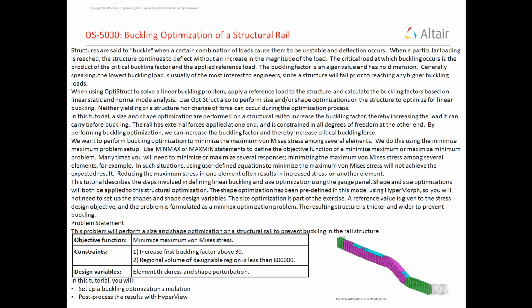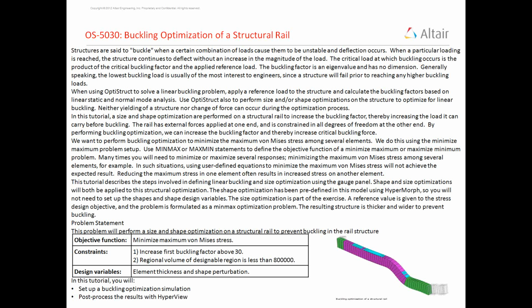This tutorial describes the steps involved in defining linear buckling and size optimization using the gauge panel. Shape and size optimization will both be applied to this structural rail. The shape optimization has been predefined in this model using HyperMorph. So you will not need to set up the shape design variables. The size optimization is a part of this exercise. A reference value is given to the stress design objective and the problem is formulated as min max optimization problem. The resulting structure is thicker and wider to prevent buckling.